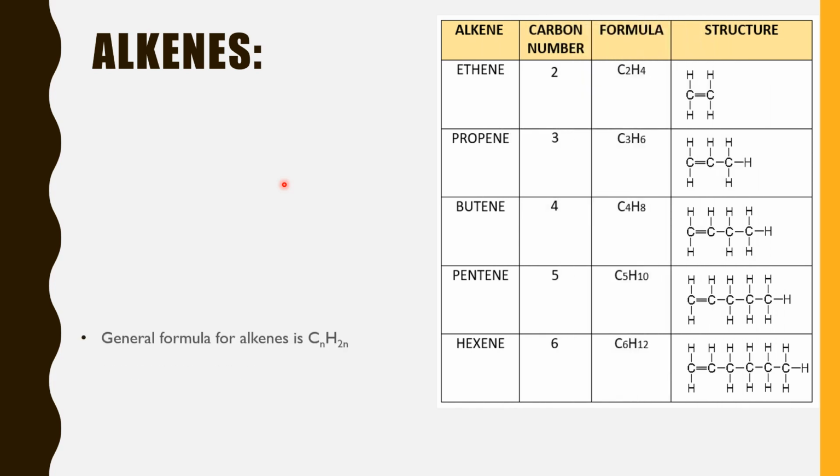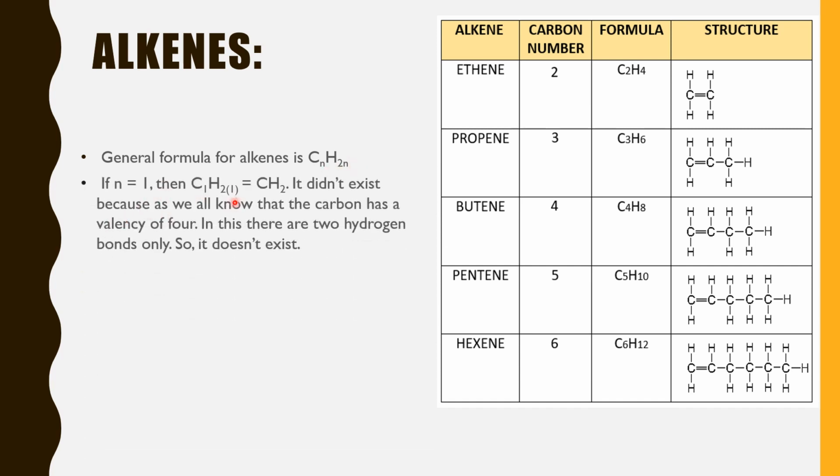In the previous slide we saw alkanes, and in this slide we are going to see the alkenes in detail. The general formula of alkenes is CnH2n. When we put n equal to 1, it doesn't exist in alkene because, as we all know, carbon has 4 covalent bonds. When we substitute 1 in CnH2n, it gives only CH2. Only 2 hydrogens are present, and the tetravalency of carbon doesn't suit this compound. So n equal to 1 doesn't exist.